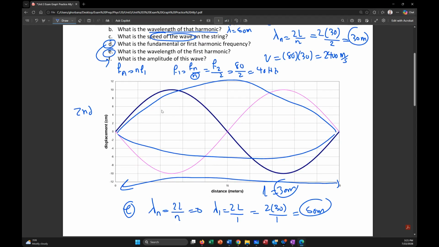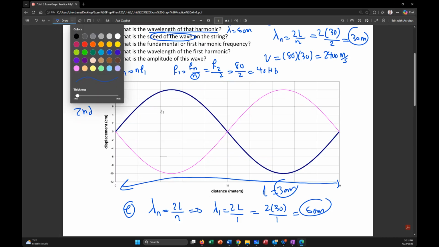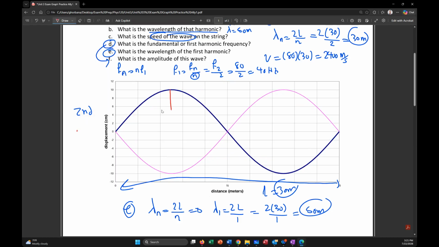What is the amplitude of this wave? Let me just erase here. The amplitude is, let me change the color, the distance from here to here. What is the amplitude? It is 10 centimeters. Good. That's it.